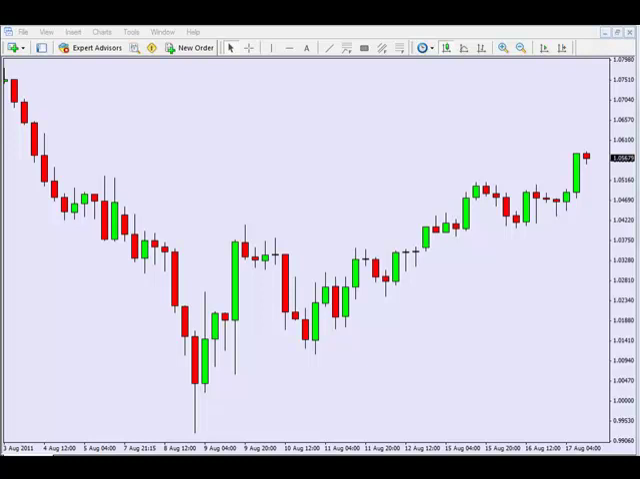This is Pete Soros, and today we're going to be talking about the Aussie US dollar. It is Wednesday, August 17th, just around 9 a.m. Eastern Standard Time. So let's go ahead here and jump in this 4-hour compression of the Aussie US dollar pair.